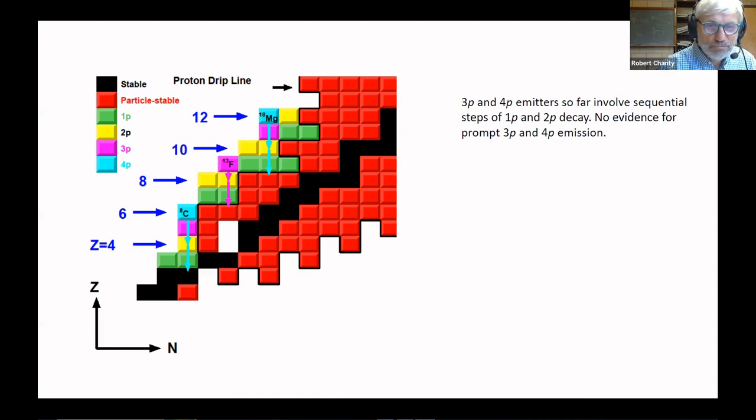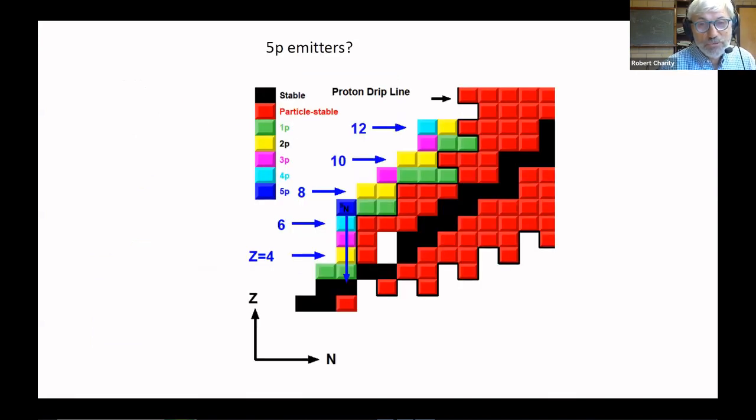Okay, so can we go any further? So the next thing you ask, well, can we do 5 proton emitters? So I'm going to show you some evidence for a 5 proton emitter in nitrogen 9. Notice nitrogen isotopes are a little interesting because of the shape of the drip line. You have to go directly from the 1 proton emitters to 5. There are no 3 proton emitters in between.